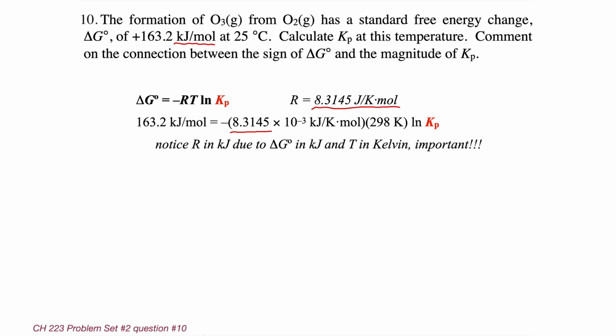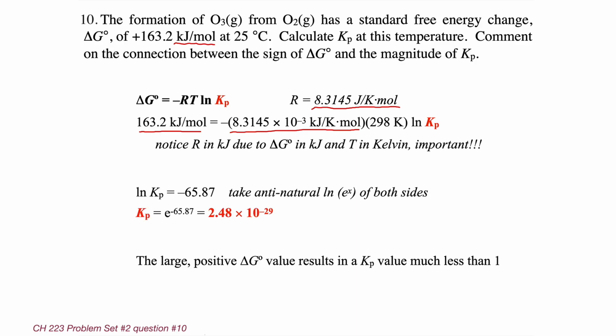And I did the latter here. I turned this into kilojoules by multiplying by 10 to the minus third. You could have also multiplied the 163.2 number by 1,000. But anyway, at the end of the day, you're going to have one number equals another number times natural log of Kp, and we can use this to find K. So if you do this, natural log of K equals negative 65.87, and I recommend you try the math to make sure you're good to go.